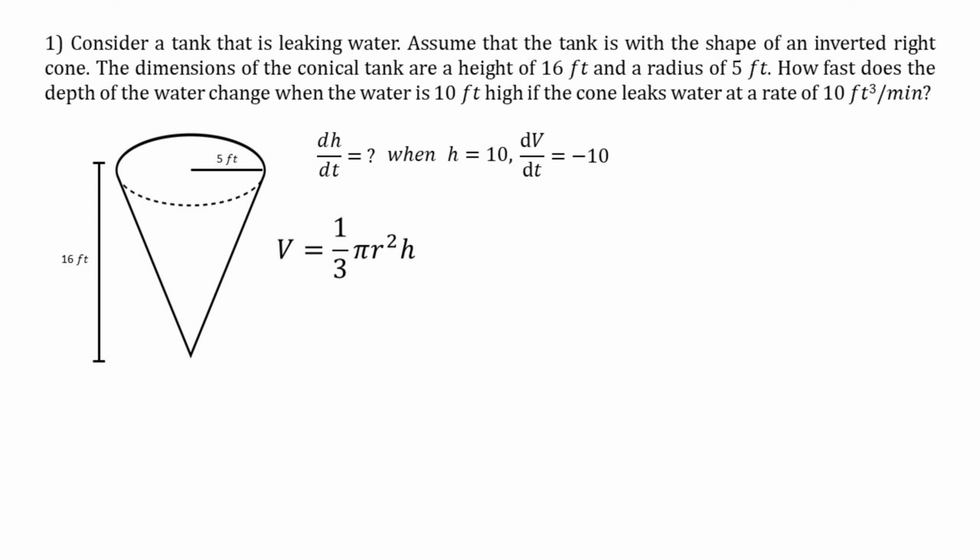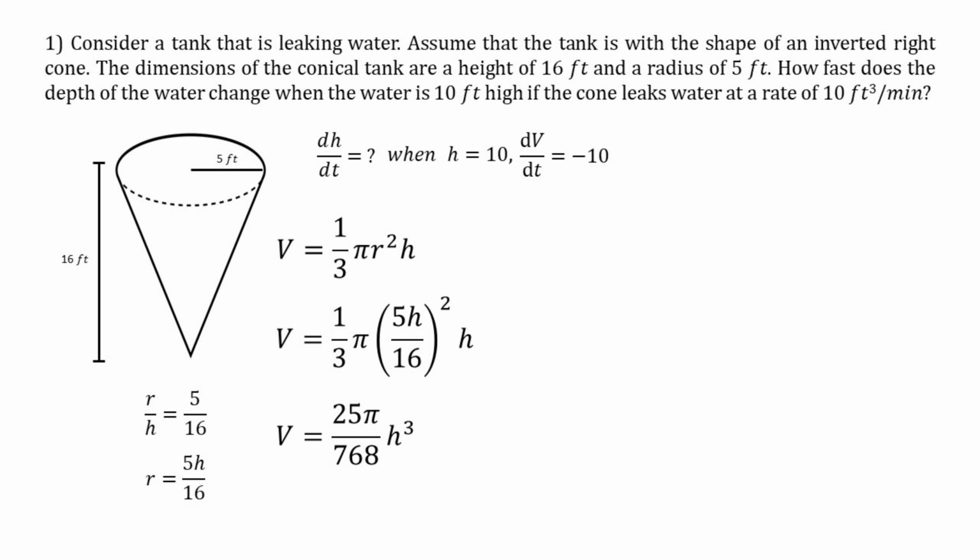First, observe that the ratio between the radius and height is constant throughout the cone. So we can say that r over h is equal to 5 over 16. Then r is equal to 5h over 16. By substitution, we get a new equation.